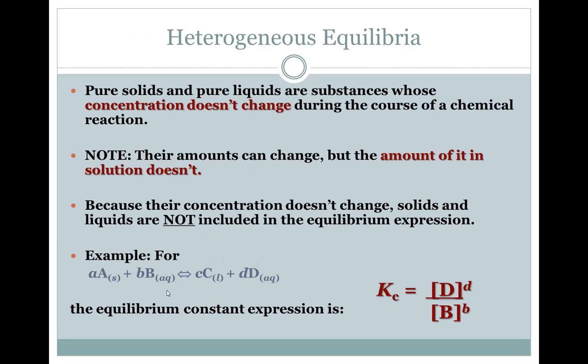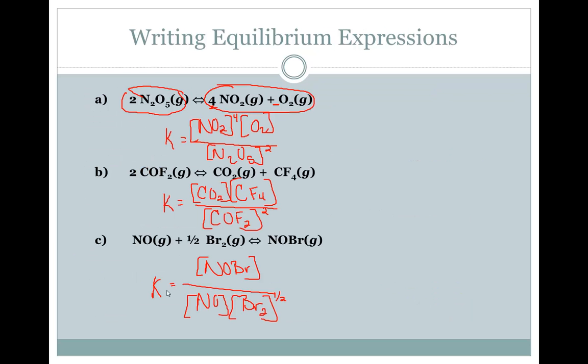Pure solids and pure liquids are substances whose concentration doesn't change during the course of the chemical reaction. Note, their amounts can change, but the amount in the solution does not, so that's why the concentration doesn't. Because their concentration doesn't change, solids and liquids are not included in the equilibrium expression. If we look back up here, every single one of these were in the gas phase. They need to be either gas or they need to be in aqueous phase to be included.